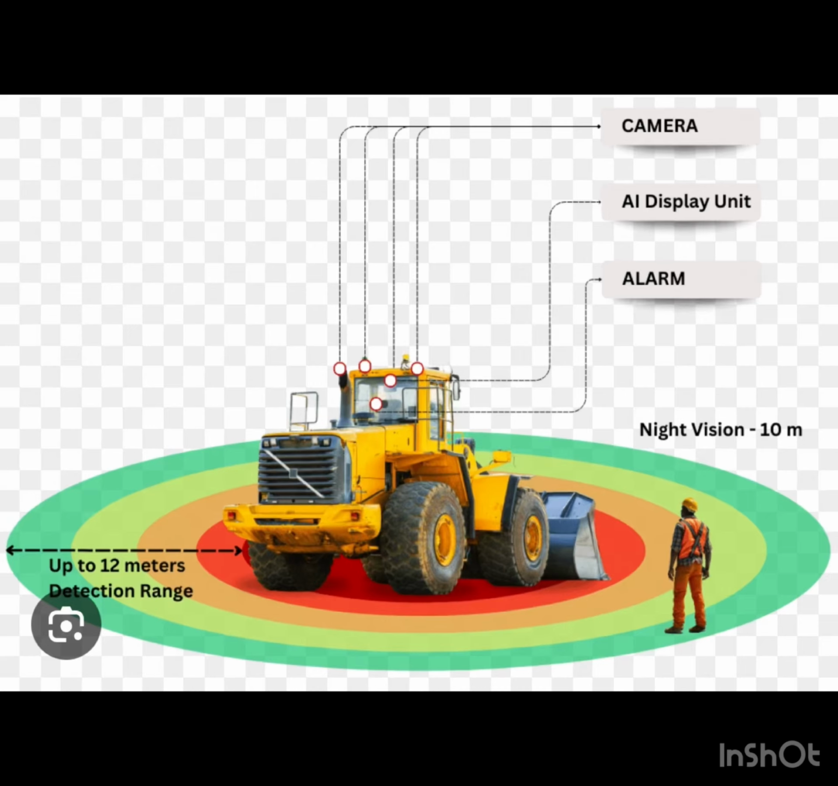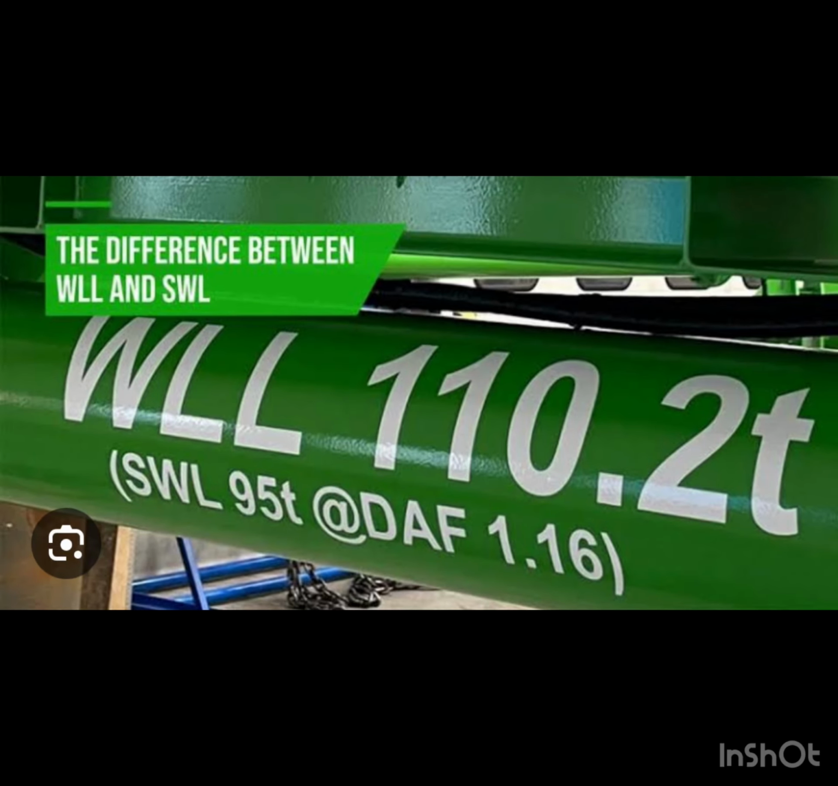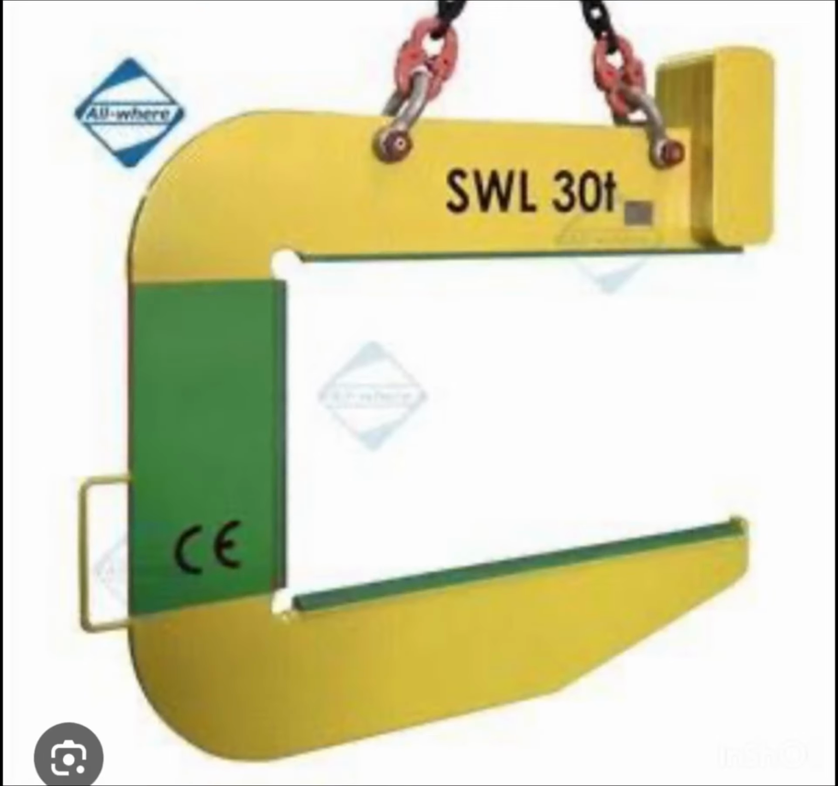What is the difference between WLL and SWL? WLL or working load limit and safe working limit SWL both refer to the maximum load that a crane or lifting gear can safely handle. There's no difference at all.